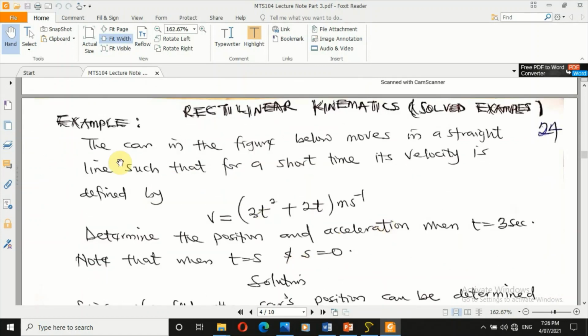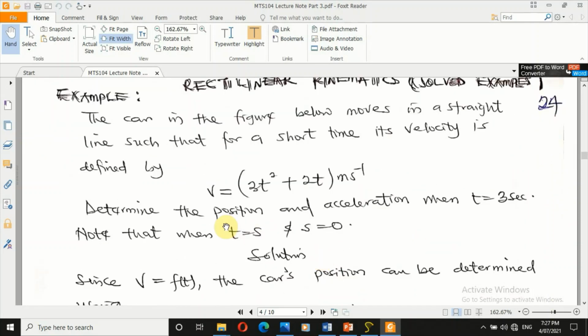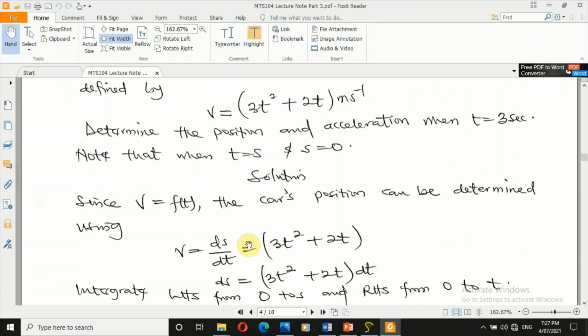Example 1, page 24. There's a particular car. Oh, I didn't draw it for you. Sorry. The car moves in a straight line such that for a short time, its velocity is this. There's just a car moving in a straight line, and like I've said, rectilinear is one dimension. This is the velocity of the car. We're asked to determine the position and acceleration when time is 3 seconds. Note that from this case, we learned that the car starts from rest. So that means at the initial time, we can have this. So let's go ahead and solve it now.